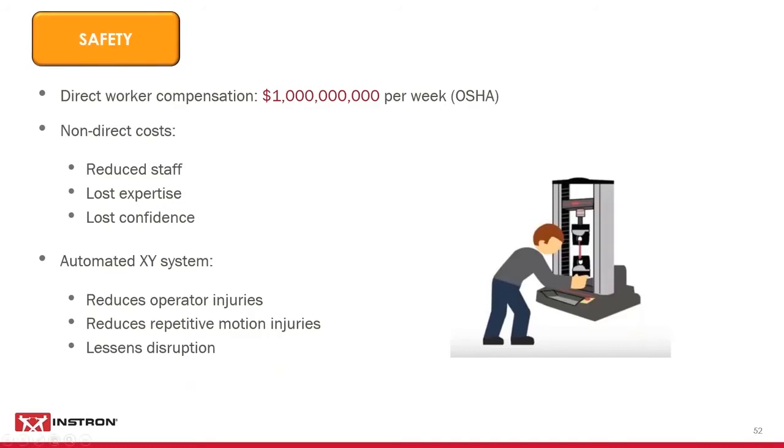The automated XY system reduces the risk of injury by reducing the need for operators to put their hands in the test space. It offers better ergonomics as it removes the repetitive motion that is required when manually loading specimens. Because the XY system removes some of the testing challenges around specimen alignment and test points, operators with less experience can be trained more quickly, will find it easier to use, and will be more confident when running the system. This lessens disruption in the lab.